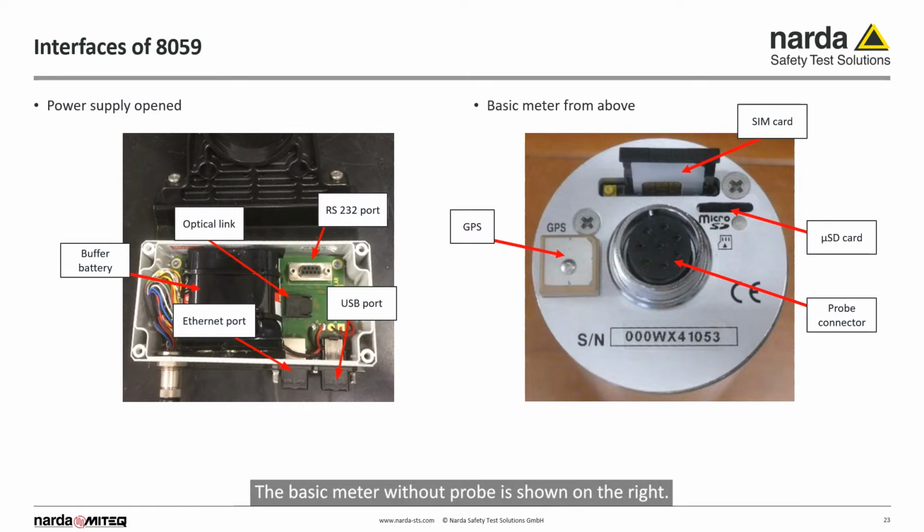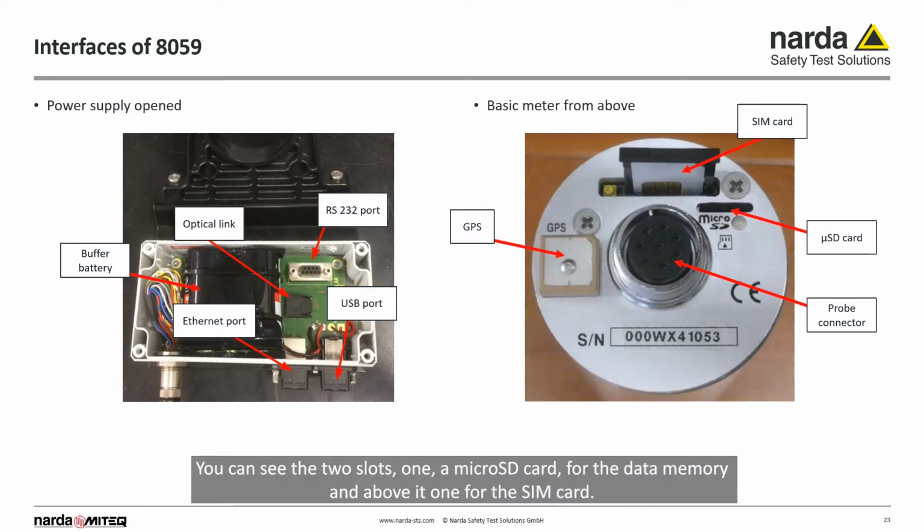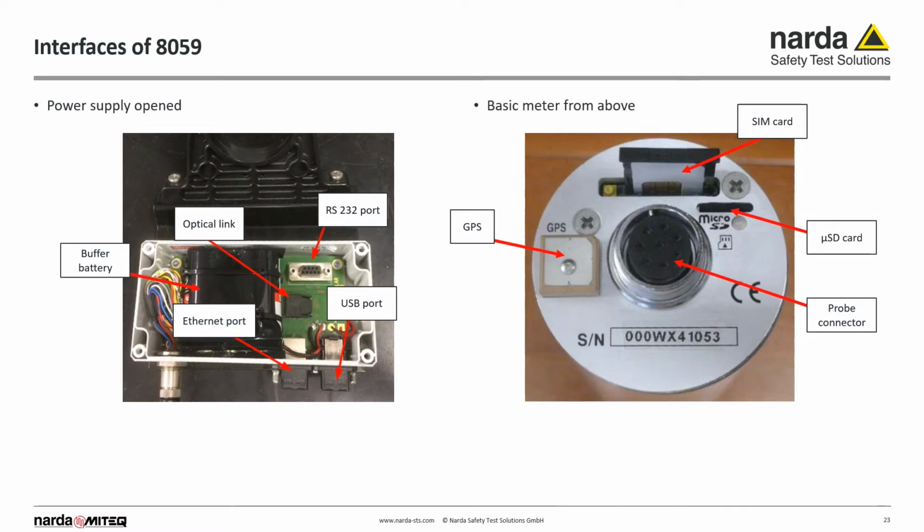The basic meter without probe is shown on the right. You can see the two slots, one a micro SD card for the data memory and above it one for the SIM card. On the left is the antenna for the GPS receiver.